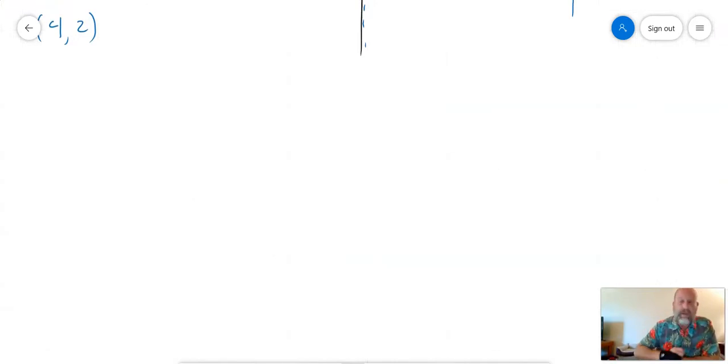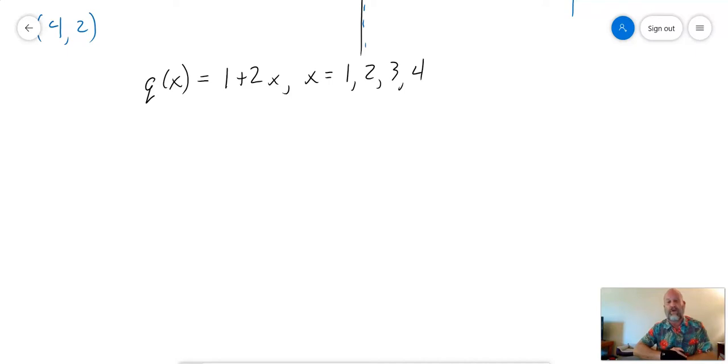Now, oftentimes you have what's called a discrete domain, which means that you're only allowed to put in set values, and those are listable values. You can actually write down each and every value. So let's take a look at one of those. So let's say q of x is equal to 1 plus 2x, and this time we're told x is equal to 1, 2, 3, and 4. So this is also a restricted domain, but there are only 4 values you can plug into this domain, so we can determine the entire function.